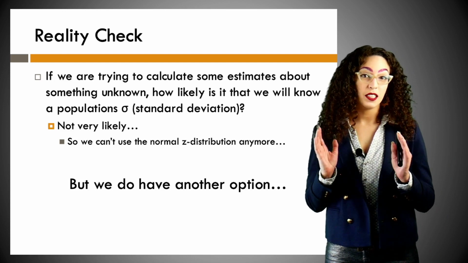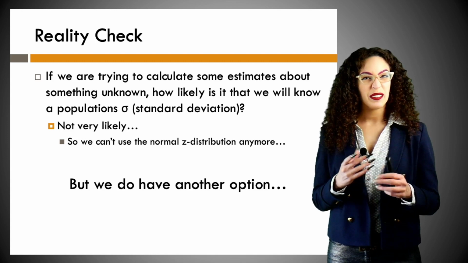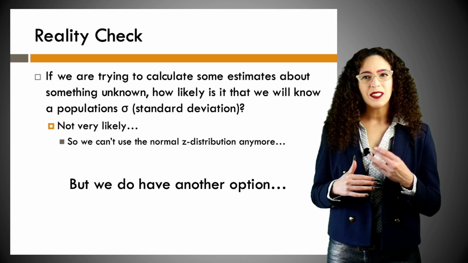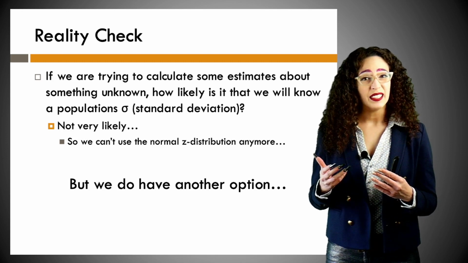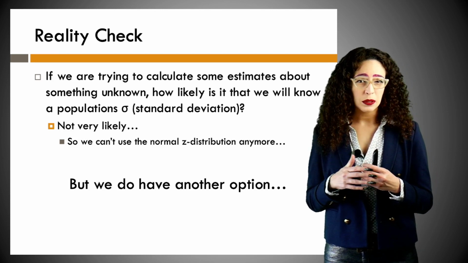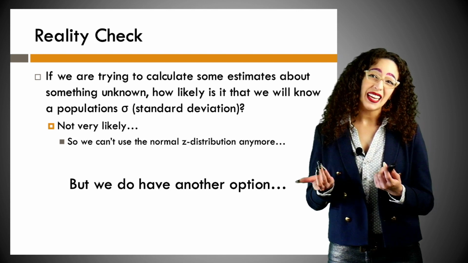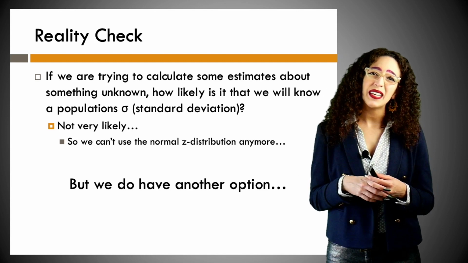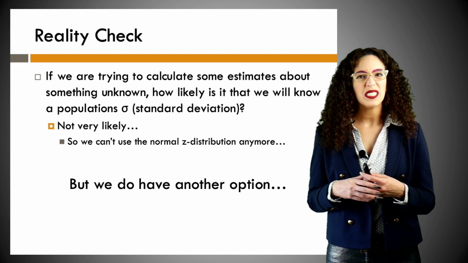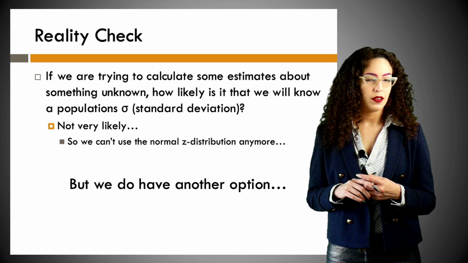Before we can move on to the wonders of inferential statistics and hypothesis testing, let's have a quick reality check though. If we are trying to calculate some estimates about something unknown, how likely is it that we will know a population's sigma, the true standard deviation? Not very likely. So unfortunately, we can't really use that normal z distribution anymore. But we do have another option.